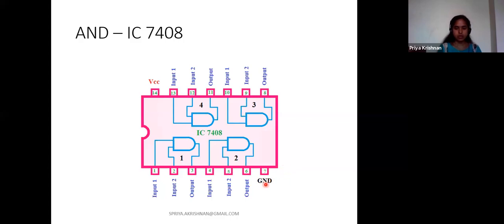The other pins are ground and VCC. For VCC, we apply plus 5 volts and connect the ground to pin number 7. We know an AND gate has 2 inputs. For the first AND gate, 1 and 2 are the inputs and 3 is the output. For the second, 4 and 5 are inputs and 6 is the output. Similarly, as per the pin diagram, you can give the connections and operate all 4 AND gates. So when will you get the 1 output for the AND gate?